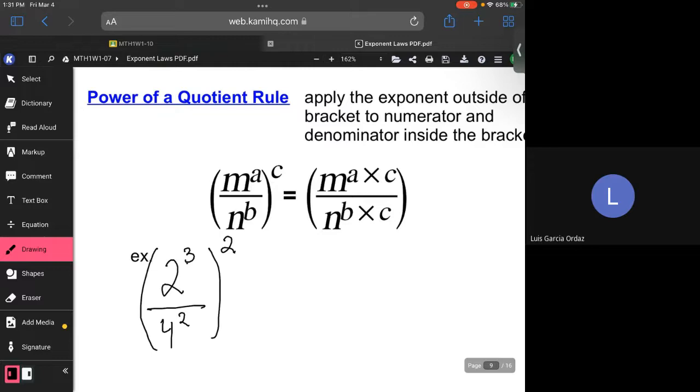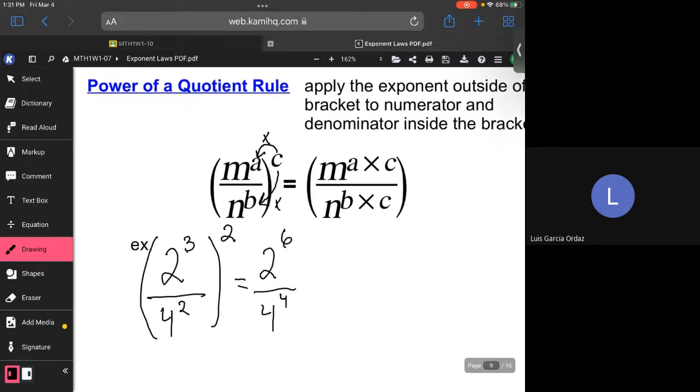2 to the power of 3 to the power of 2. What law is that? Yeah, it's called the power to a power. So we have 2 to the power of 3 to the power of 2, and in my denominator, I have 4 to the power of 2 to the power of 2 as well. Because it's a power to a power, we have to multiply by the exponent on the numerator and also multiply the exponent in my denominator. So Matthew, what would my answer be? 2 to the power of 6 and 4 to the power of 4.